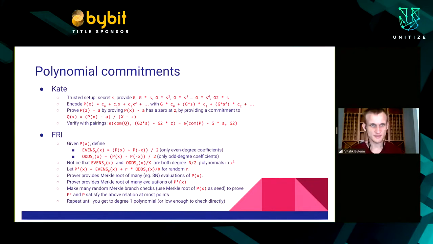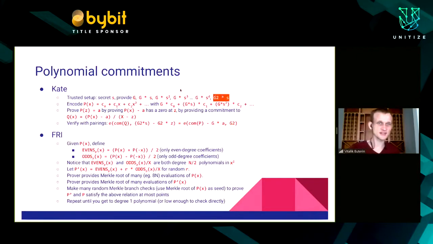So, KZG commitments. Basically the idea here is that you have a trusted setup, and this is all done with elliptic curve points. You have a secret number s, and your setup consists of a bunch of points. So you have the generator g, then you have g times s, g times s squared, g times s cubed, and so on, all the way up to g times s to the d. And you have g2 times s, so this is in the g2 group.